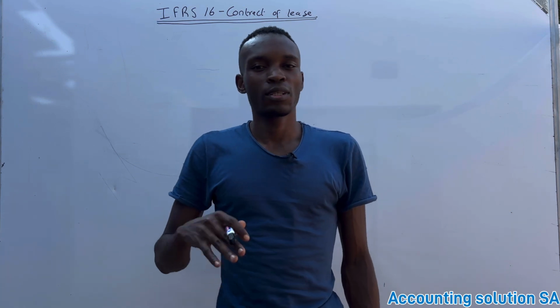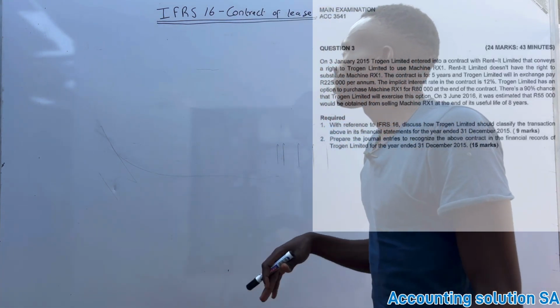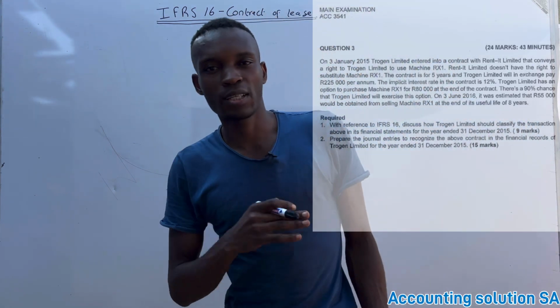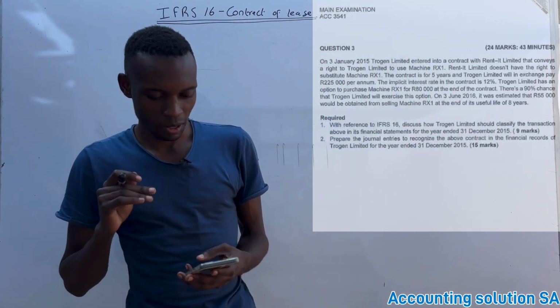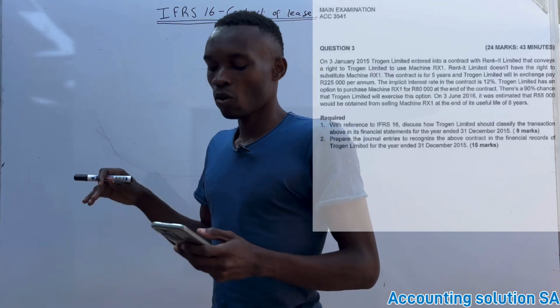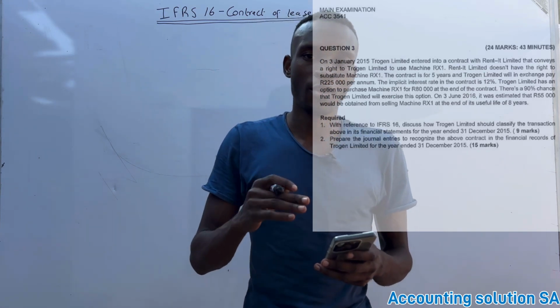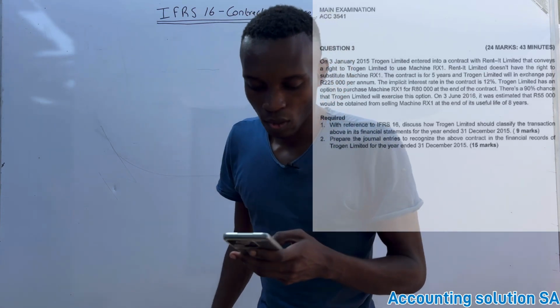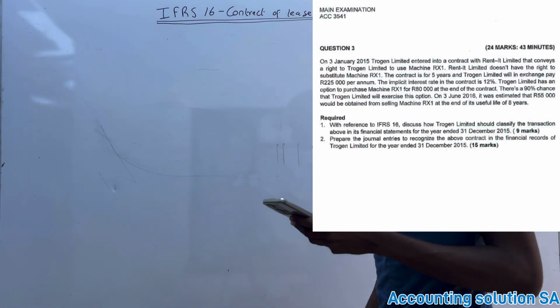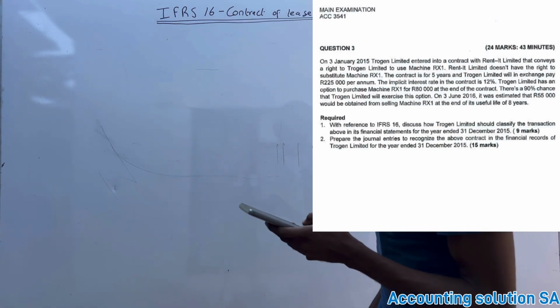Okay guys, so in today's video we are going to discuss IFRS 16, which is a contract of lease. So let's go to the question paper that I have, so that most of the principles I'm going to introduce them when we are doing a discussion according to the question paper that we have for this part 1 of today. Okay, question 3, it was 24 marks and we have 43 minutes to answer this, but we are going to take less.